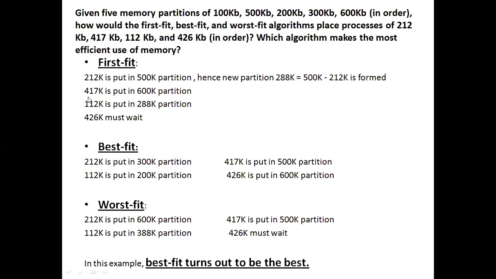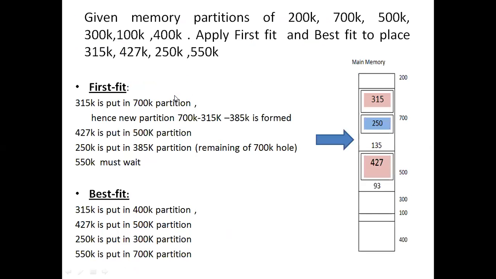Now a 417 K size process is coming. Can I place it into the first 100 kilobytes? No. Can I place it into the 288 kilobyte hole, which is caused because of internal fragmentation? No. Can I place it in 200 kilobytes? No. 300? No. 600? Yes. So 417 is placed in the 600 kilo partition, and that also leads to internal fragmentation.